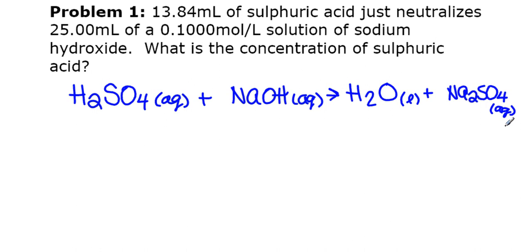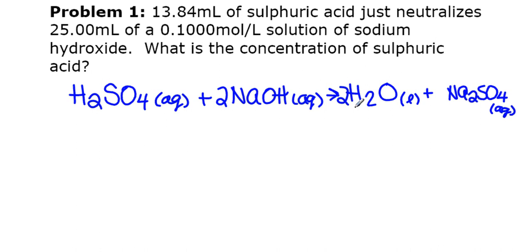And then you need to make sure you balance the equation. If you're taking a look, you probably notice that it's not balanced the way that it is. To make sure you balance it, you need a 2 in front of sodium hydroxide and a 2 in front of the water molecule, and then you're set. So this is the reaction that's taking place in this problem.